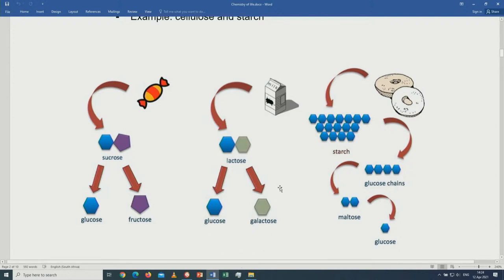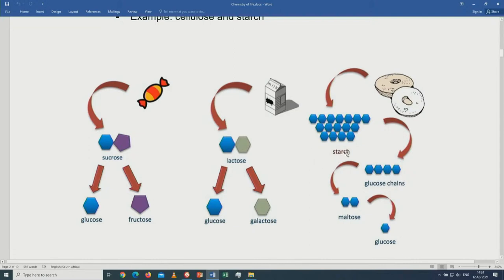The last type of disaccharide is maltose. Maltose is also made up of two sugars. The two sugars are glucose and glucose. We get maltose from maltabella.